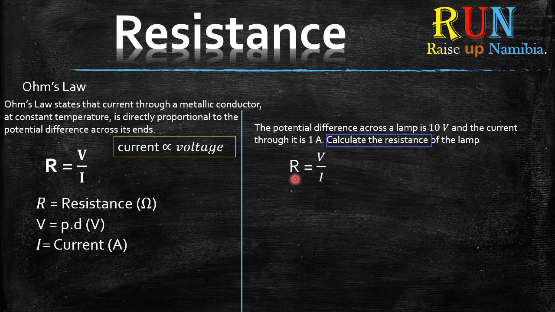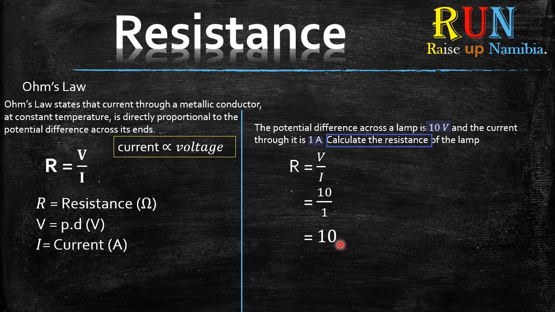You're asked to calculate the resistance. And the R is already the subject of the formula, which means R is resistance. So you just check your V and your I. Are you given potential difference and current already? When you reread your statement, yes, we have a potential difference of 10 volts and we have a current of 1 ampere. So we substitute those figures into the formula and we get 10 divided by 1.